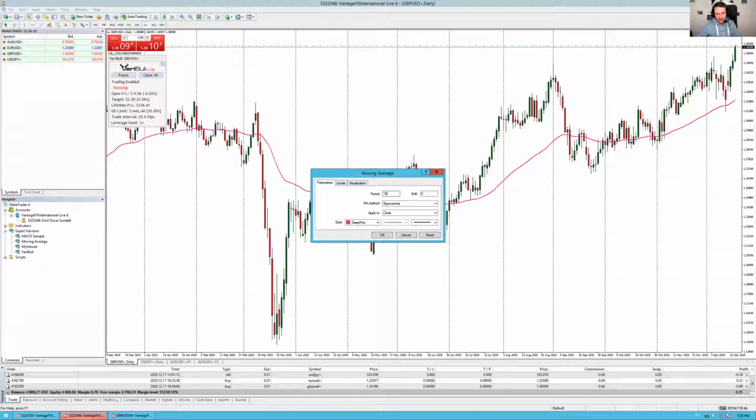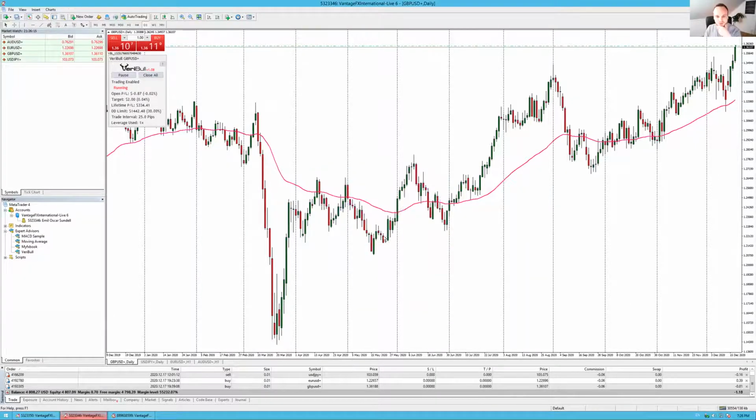If I save a template, would it also save the indicators? Yeah, usually I do that. Great. So that's what I used to do.